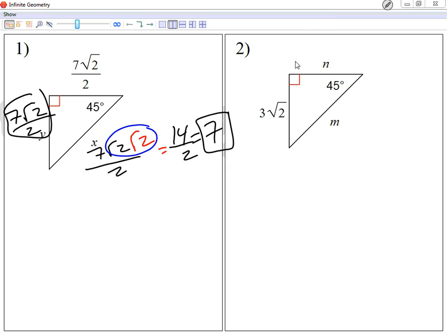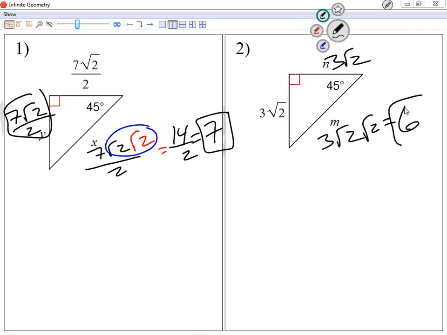So looking at question number 2, the value of n is just going to be 3 radical 2. Right? We just copy. Now for the hypotenuse, I'm going to start with 3 radical 2, which is the number that I had, and then multiply by radical 2. How much is that? 6. So those are my two values. Right? Not that hard.